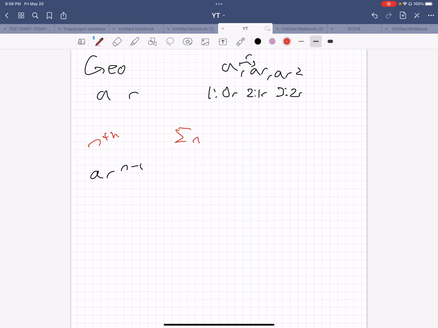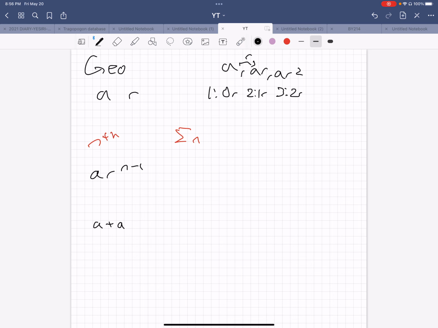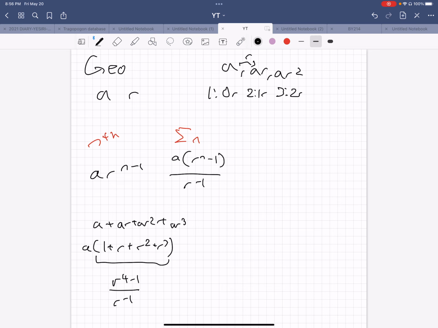Whereas the sum of n terms is a little bit different. Let's say we had a series of a plus ar plus ar squared plus ar cubed. If we factor out an a, we have 1 plus r plus r squared plus r cubed, but we know we can factor this as r to the fourth minus 1 over r minus 1. So basically, how we derive this formula is a times r to the n minus 1 over r minus 1, which is also equivalent to this.